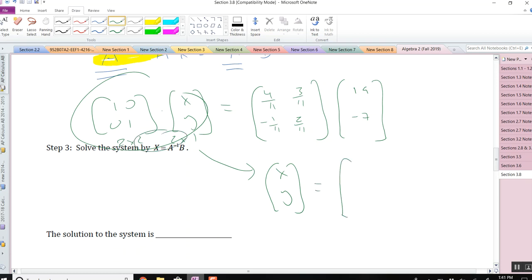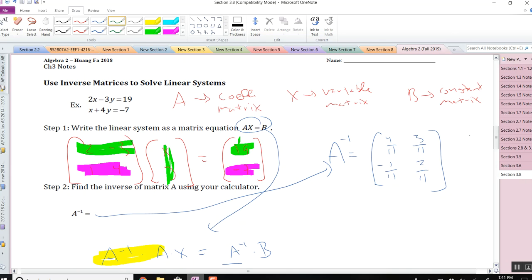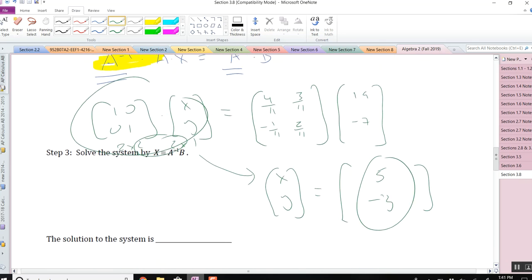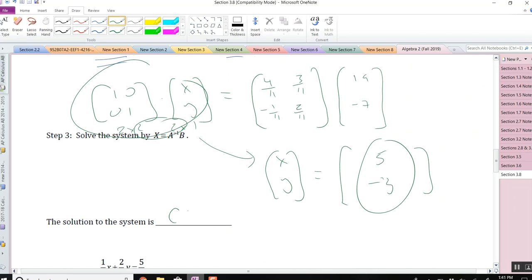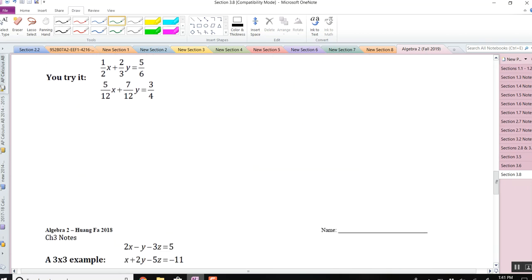And if I actually multiply this to a 2 by 1, which has 19 and -7, I get 5 and -3. And those are going to be my answers. And then you can actually check it by plugging in 5 for x, -3 for y. You'll see it works. So it's kind of a cool technique. You can use matrices to solve systems of equations. It becomes very, very handy once you start dealing with like 3 equations and 3 variables, or really nasty coefficients like this one right here.